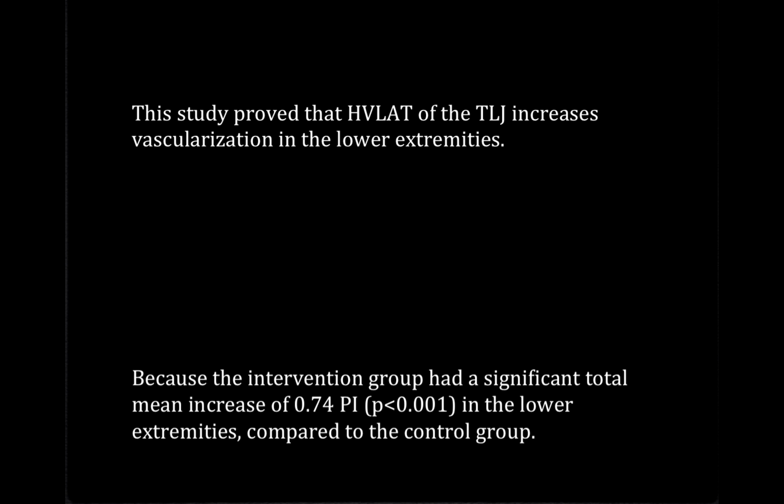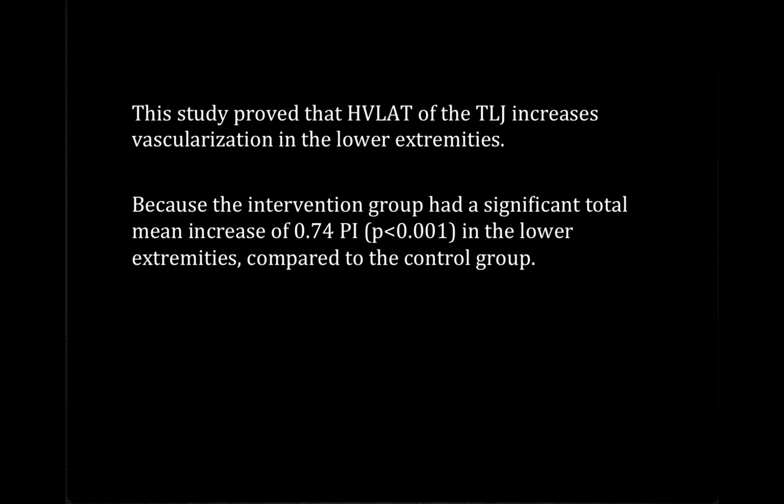This means that this study proved that a high velocity, low amplitude thrust on the thoracolumbar junction increases the vascularization in the lower extremities, because the intervention group had a total increase of 0.74 in the lower extremity.